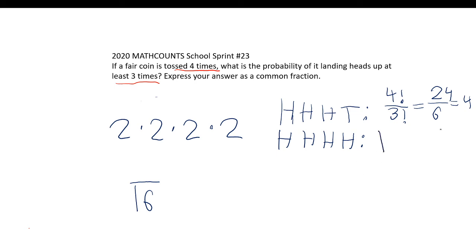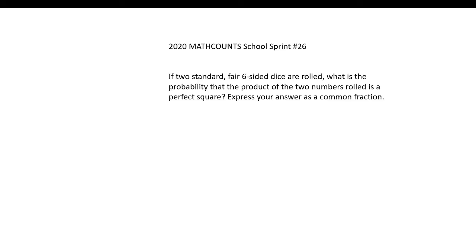So, how many favorable outcomes? We have 4 plus 1, which is 5. So we have 5 over 16. And we notice that sometimes looking at the brute force solution can help us solve the problem. Let's move on.